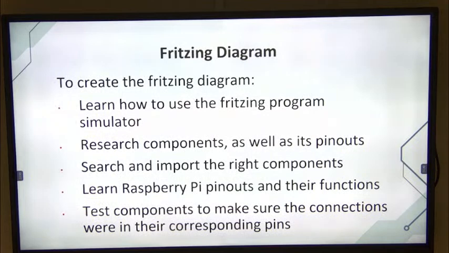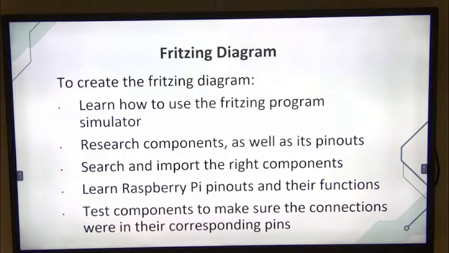Now for the Fritzing diagram. Fritzing is a simulator program. The difference between these programs is that in Fritzing, you can actually see the circuit. To create the Fritzing diagram, we had to learn how to use this program.